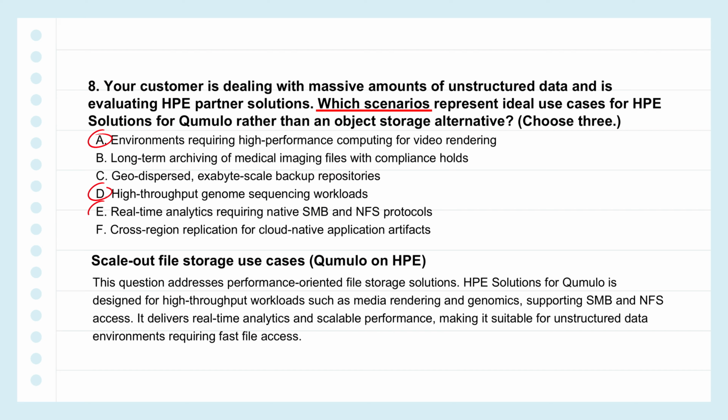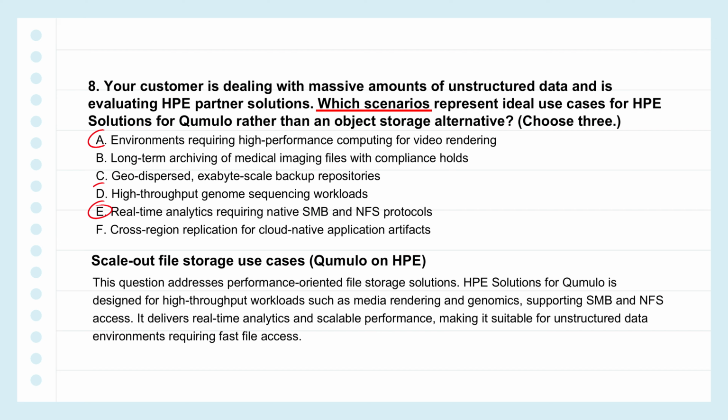File storage organizes data in a strict hierarchy of folders and subfolders, and it relies heavily on file locking mechanisms, which is absolutely critical for something like video rendering, option A. Like, if two editors are working on a massive project, the file system needs to lock a frame while one person alters it, otherwise they overwrite each other. Exactly. The same goes for genome sequencing, option D, which generates rapid sequential reads and writes that demand high performance.